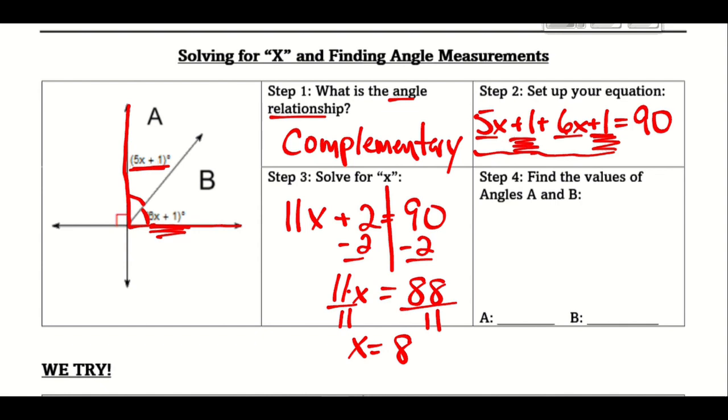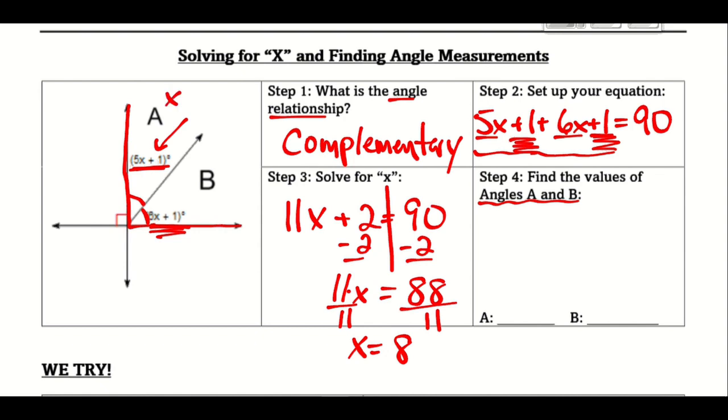Now, there's some questions where you might be done. If it's asking you to find the value of x, you're done with this question. That's not really what we're asked to do. We're trying to find the values, or I would call this the measures of angles A and B. So we actually have to figure out what does this equal.